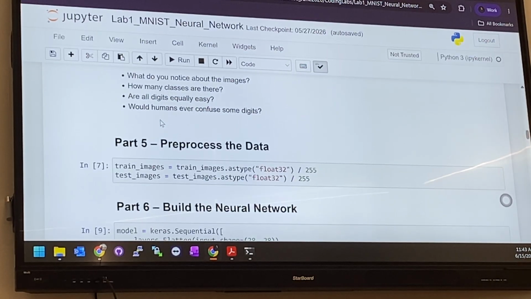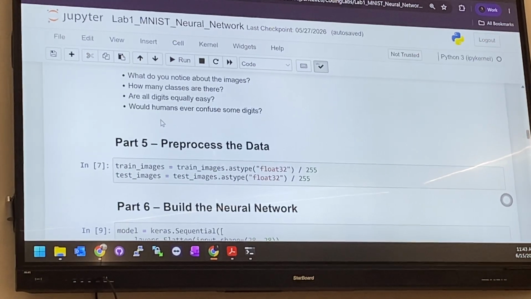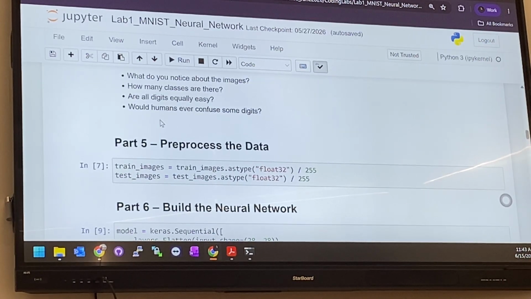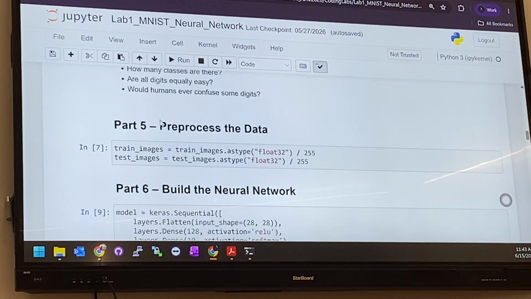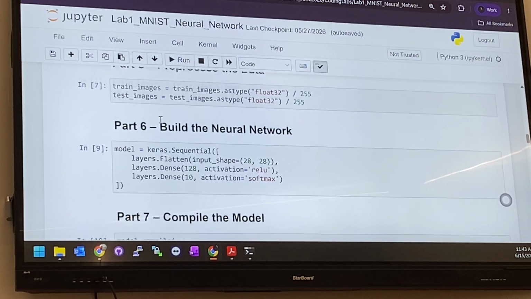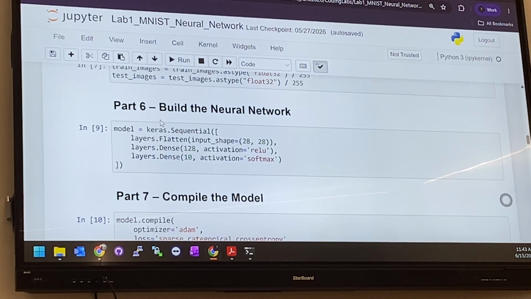Pre-processing the data means that we have to divide by 255. Remember, each pixel is a value between 0 and 255. We divide by 255 to make the values between 0 and 1. Nothing special here, it's just the syntax: float32 divided by 255, and you get good precision.